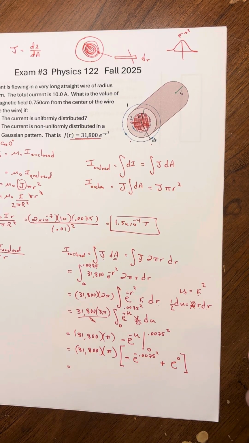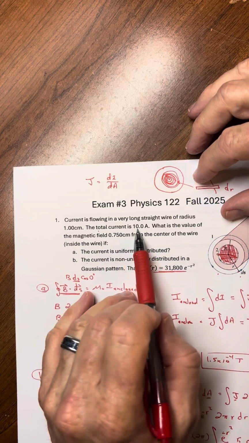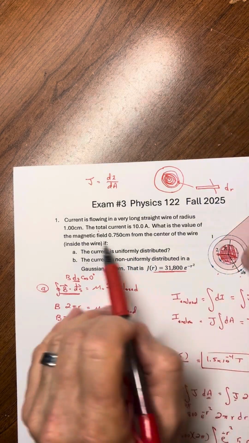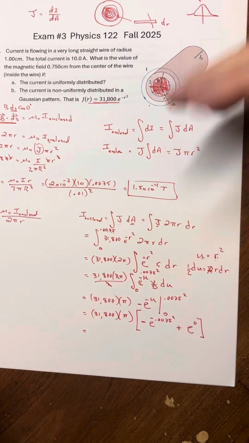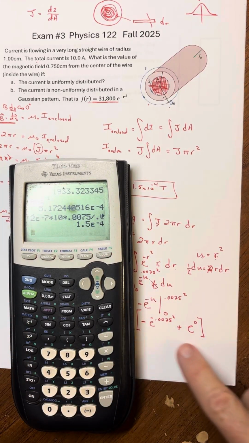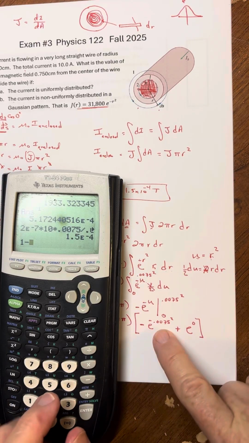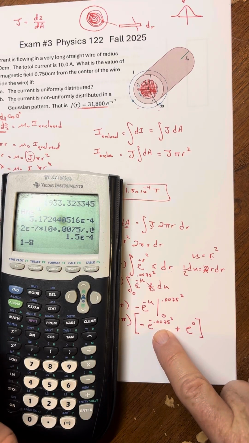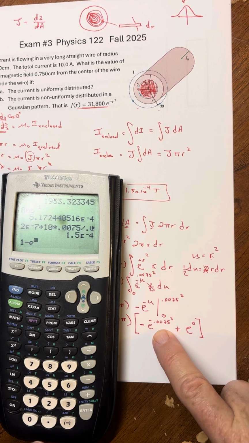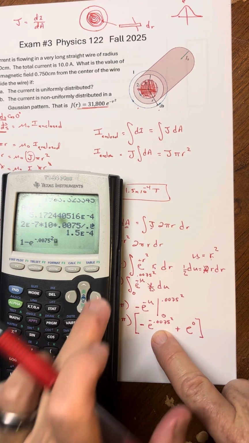So let's see how much current there is. According to the problem, the total current is 10 amps. So since we're only going out part way, we expect to be something under 10 amps. So maybe I'll do this one first and go 1 minus that number, which would be e to the negative 0.0075 squared.